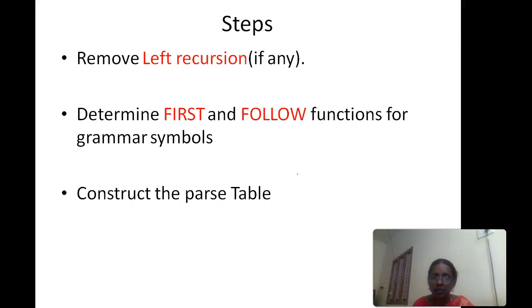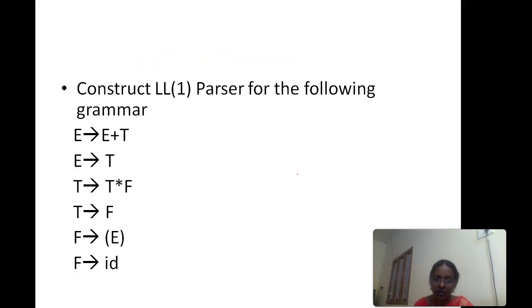So let us analyze our grammar. Here, first, let us see the first production: E generates E plus T.